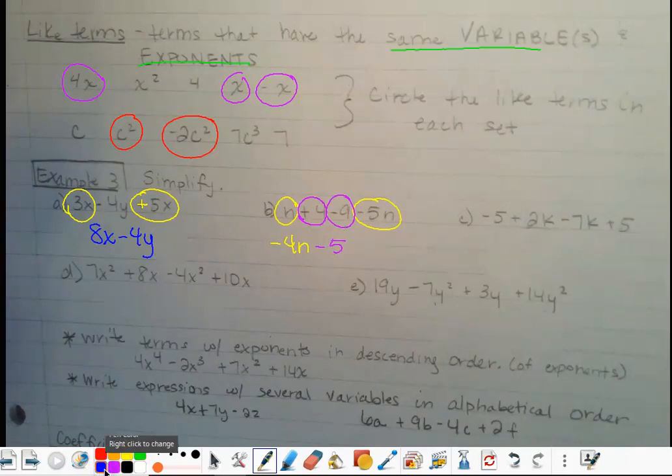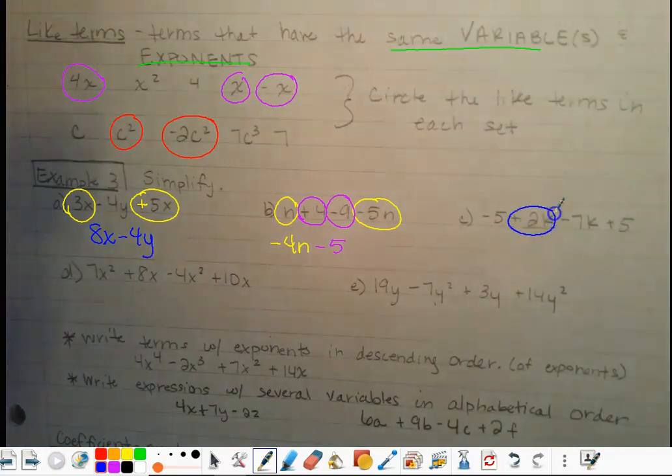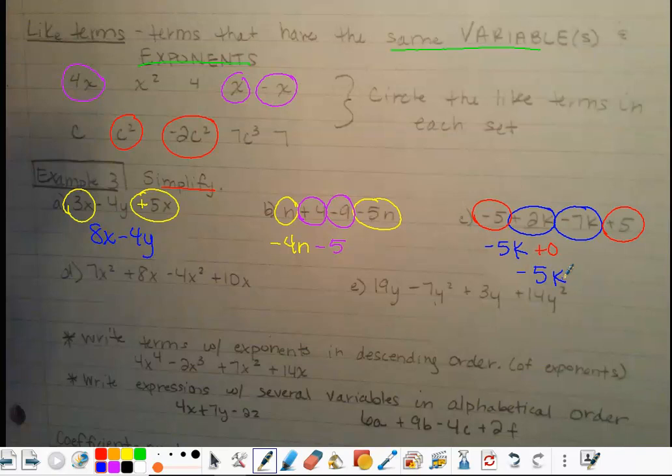All right, next up is C. Negative 5 plus 2k minus 7k plus 5. So like terms. Positive 2k, a negative 7k. That's going to give me negative 5k. Then we have a negative 5 and a positive 5. That just gives me 0. So I could write plus 0, but to simplify, which is what the directions say, it needs to be in simplest form, it's just going to be the negative 5k as simplest form.